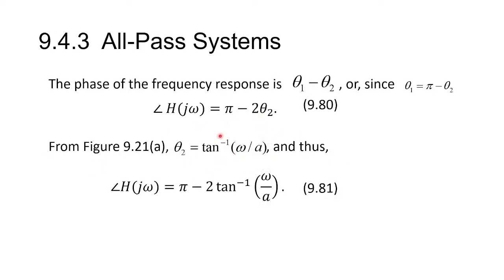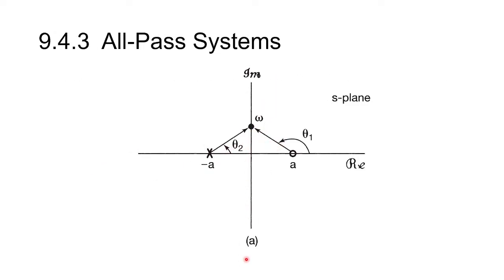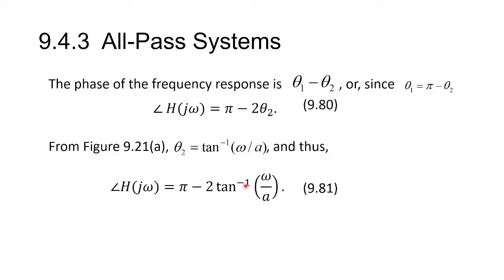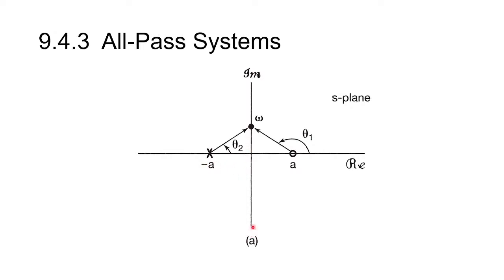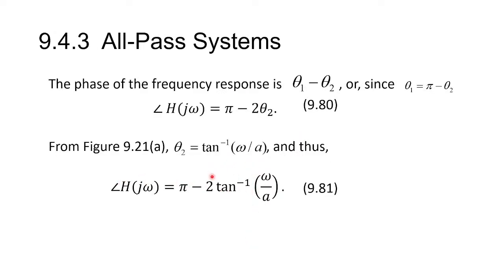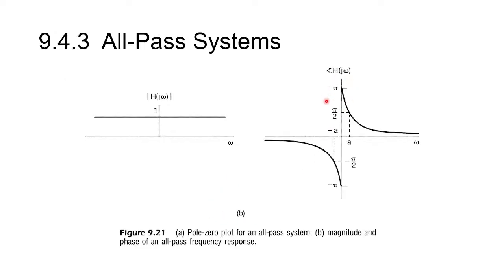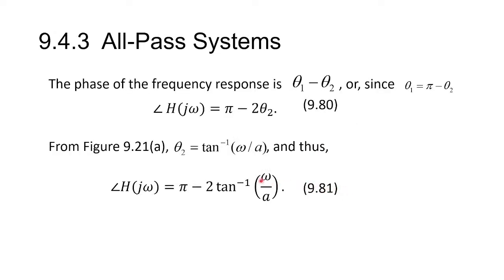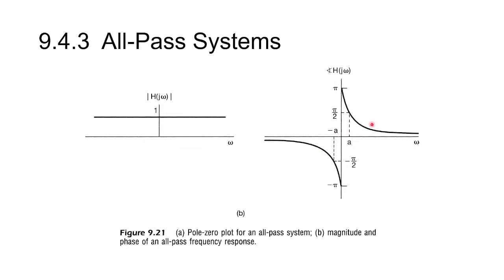So pi minus 2 theta 2, and if you think a little more carefully, you can write theta 2 as the arctangent of omega over a. Excuse me. And then you can write everything algebraically this way. And then you can draw a picture here, like this.